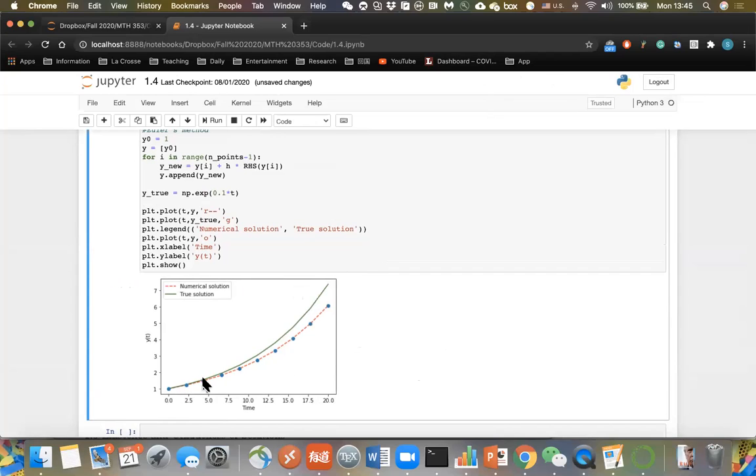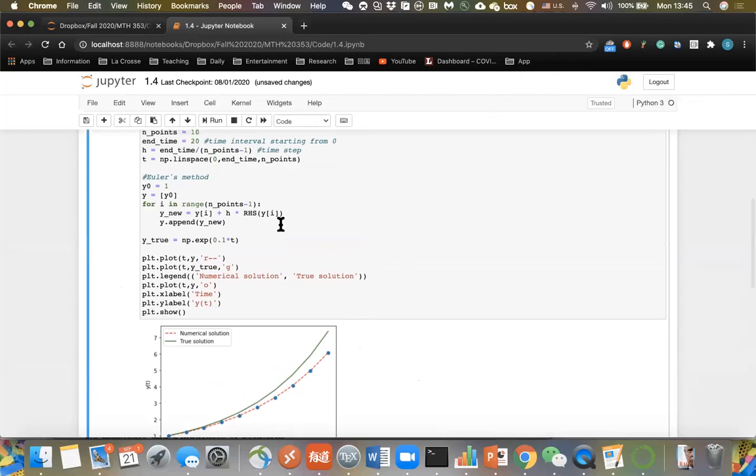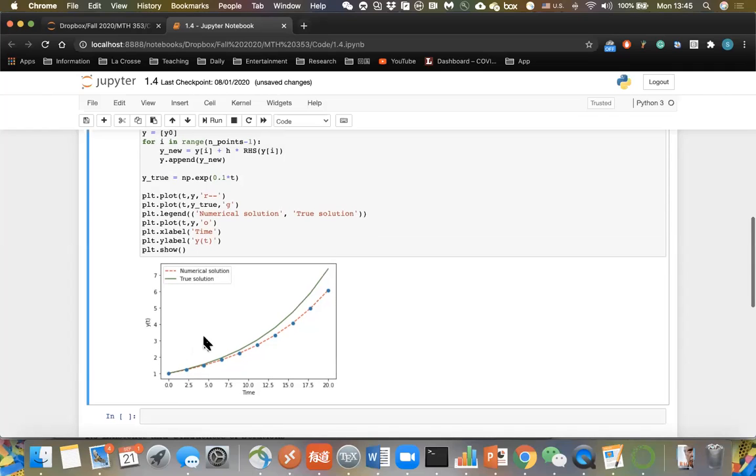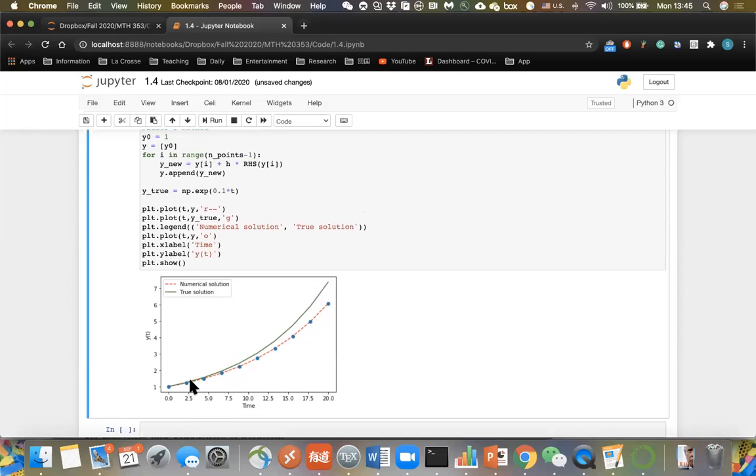So see all the blue points? Those are the Euler points I calculated from 0 to 20, and I'm using 10 points. Okay, that means each h is going to be 20 over 10, which gives you 2. So every gap here between them is 2. The dashed line is the numerical one, and because for this one we know the true solution, I put the true solution here.